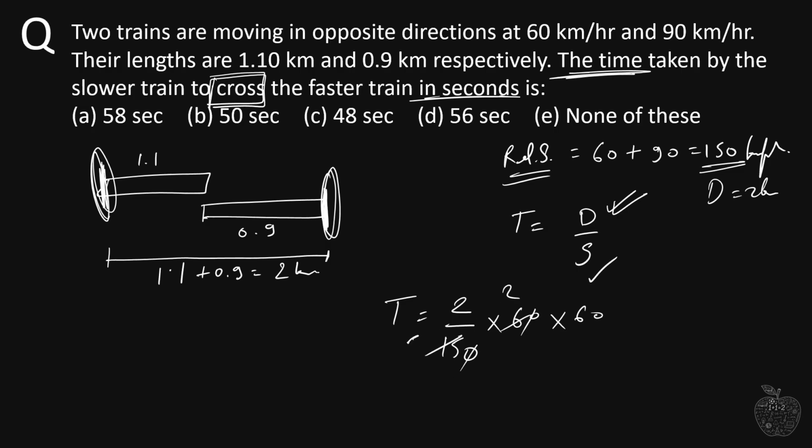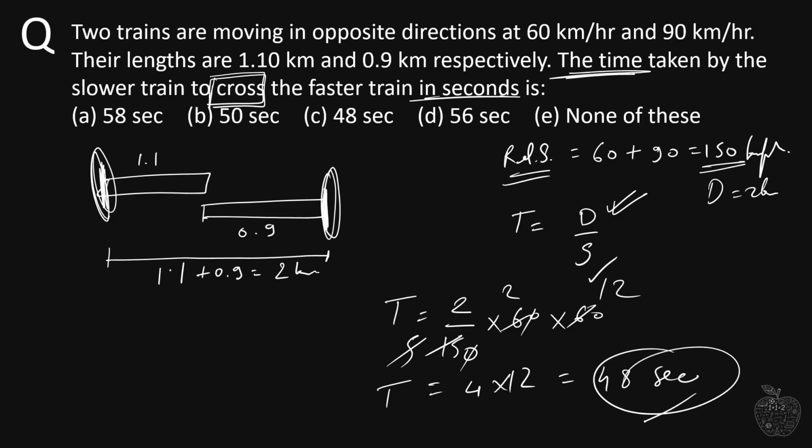3 2s are 3 5s are 5 1s are 5 12s are. So we have got our answer. T is equal to 2 2s are 4 into 12, which is equal to 48 seconds, and this is our required answer. So your option C is the correct one.